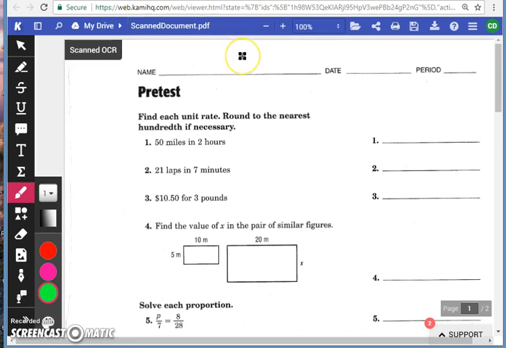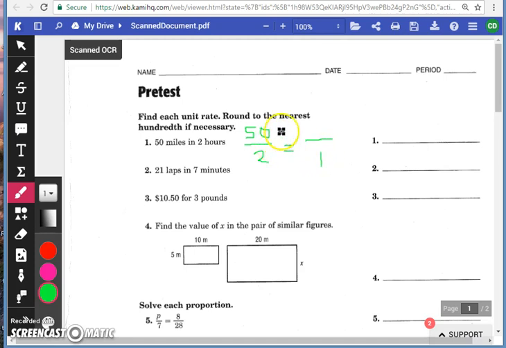What you want to do is figure out how many miles are in 1 hour. So one of the things that I do when I think about ratios or proportions is I actually just think of fractions. So what I would recommend doing is writing the 50 over 2. That 50 stands for miles and then in 2 hours. And basically what they're asking you is how many miles are in 1 hour.